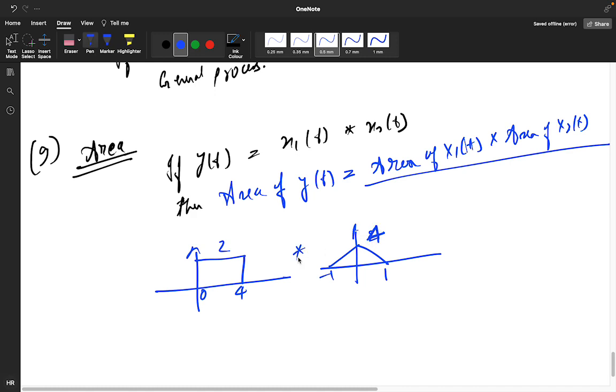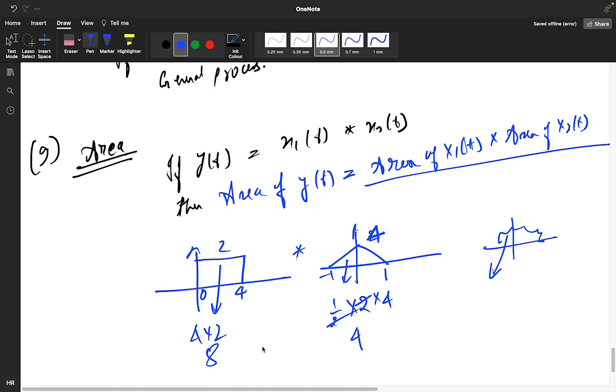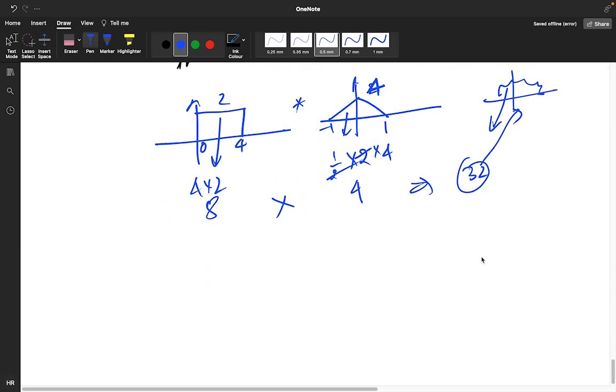Now if you are convoluting, you are getting some particular signal like this. Find the area of this: half into base into height. Base is 2, height is 4. So you are getting 8 here and 4 here, and the multiplication of these two areas is 32. So the area of the convoluted signal will be 32. So this is the area property.